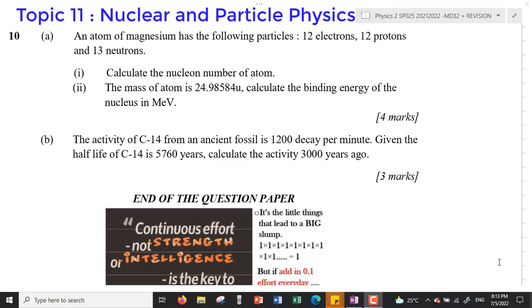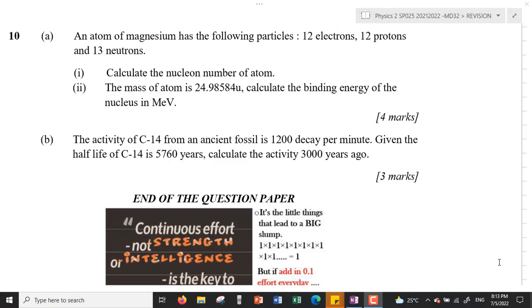Okay. Now we have the last question. Question 10 is about topic 11, nuclear and particle physics. So question 10a, an atom of magnesium has the following particles: 12 electrons, 12 protons and 13 neutrons. Question 1, calculate the nucleon number of the atom. So we want to find nucleon number A.